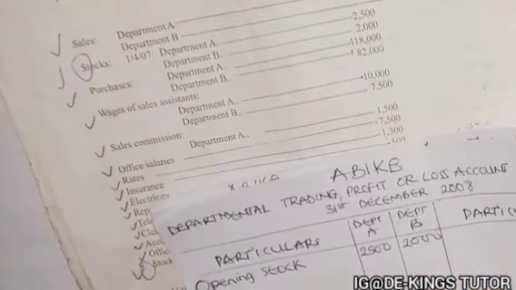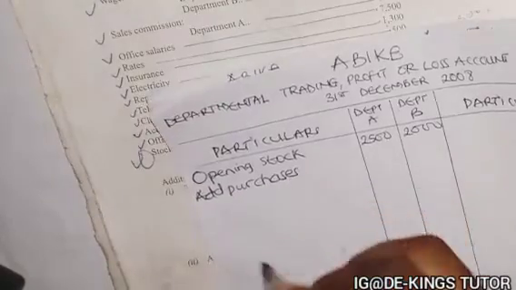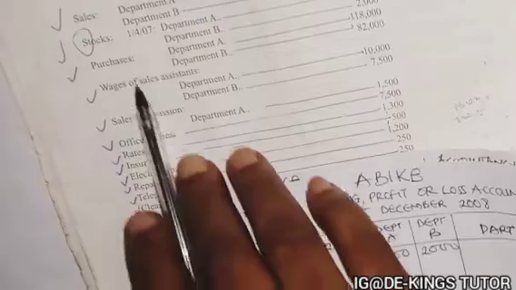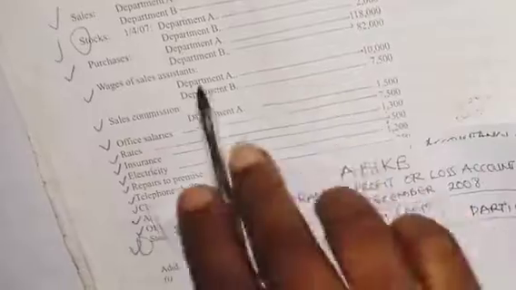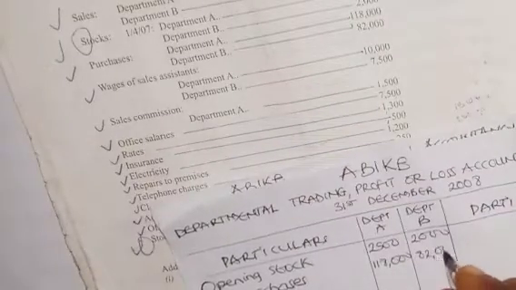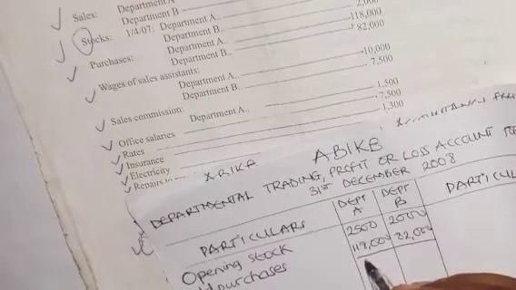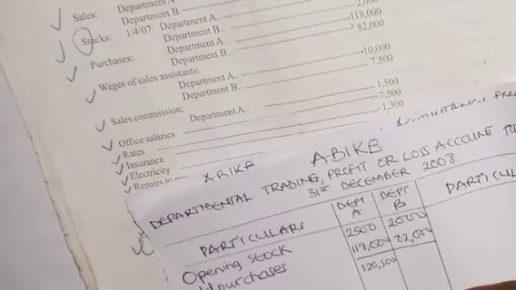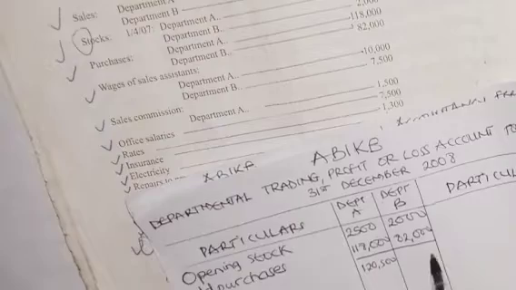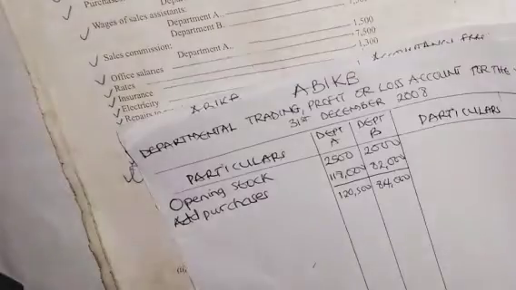Okay, the next thing is to add purchases. So purchases, department A is 118,000 and department B is 82,000. Okay, so if we add up 25 plus 118,000 will give us 120,500, and 2,000 plus 82,000 will give us 84,000.